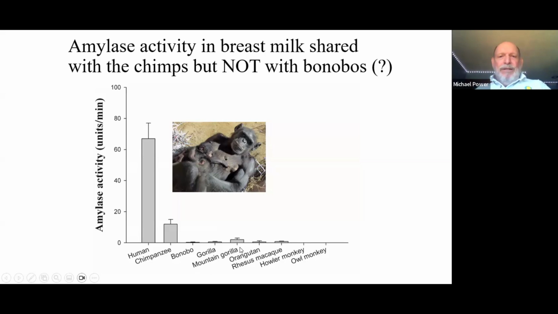So this implies that the mutational event that allowed the salivary amylase gene to be expressed in the mammary gland occurred sometime after the split between gorillas. But what the hell happened with bonobos? There's a question of what's going on with that, which is a confusion in the literature right now.